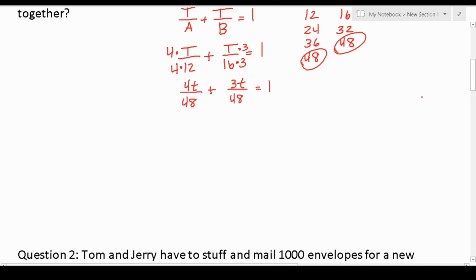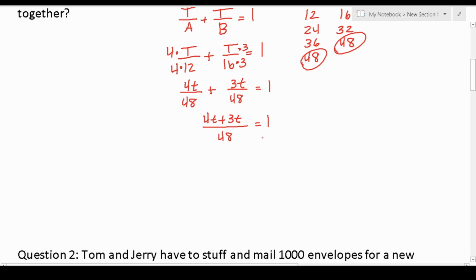Okay, so now we can add these fractions. That is, we can do 4t plus 3t over 48 equals 1. Again, when you add fractions, you just add the numerators and keep the denominator the same, which you can see I just did right there.